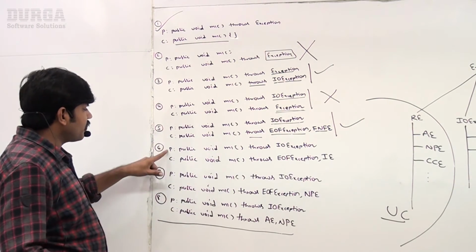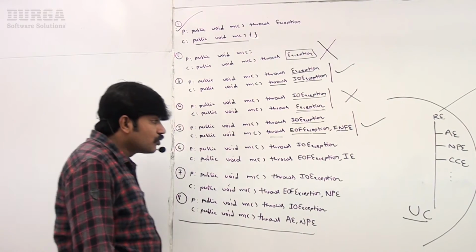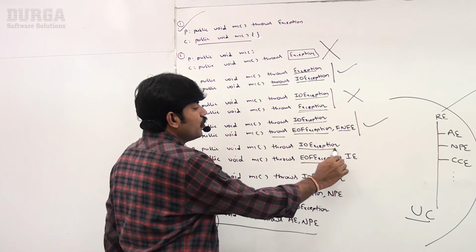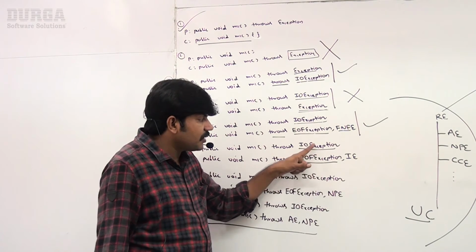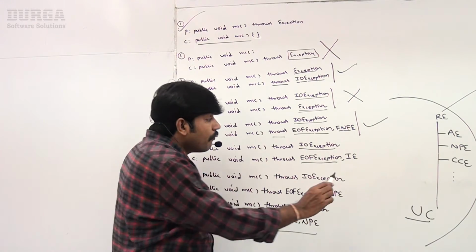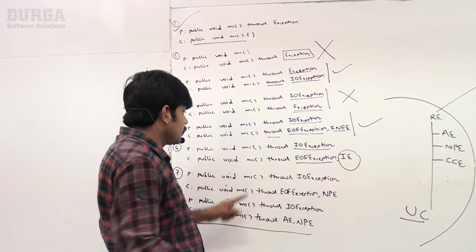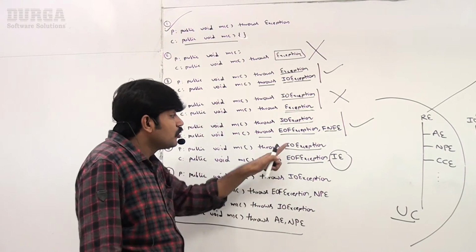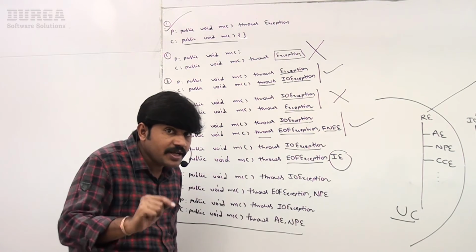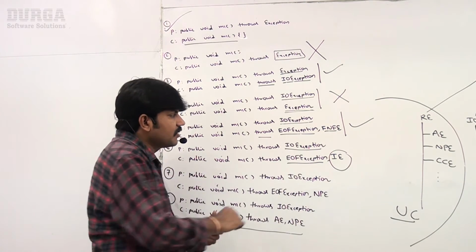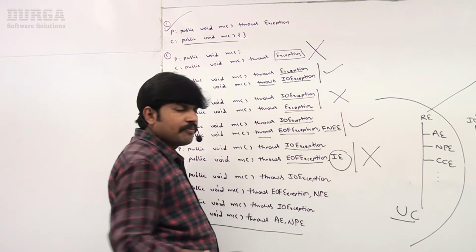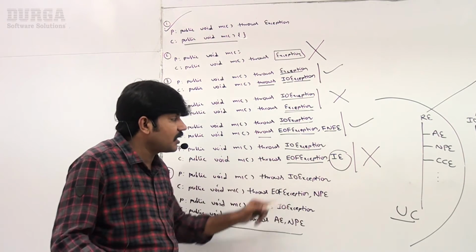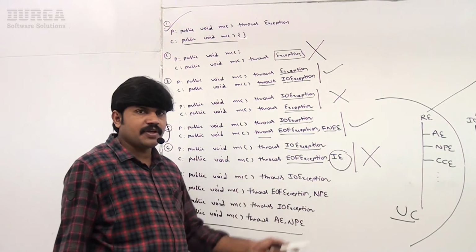Next, have you observed? Public void m1 throws EOFException. EOFException, parent IOException, no problem at all. But the child class method throws InterruptedException, which is not thrown by the parent class method. That's why immediately we are going to get a compile-time error. This one itself is invalid because InterruptedException, which is a checked exception, is thrown only by the child class but not by the parent class. That's why it is invalid, right?